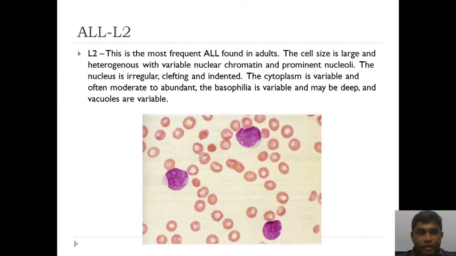L2 is the second type of blast, which is usually seen in adults. Here the cell size is a little larger with heterogeneous chromatin, and usually you can see prominent nucleoli in most of the blasts. The nucleus is irregular, and you can see clefting and indentations. The cytoplasm is variable, maybe a little more than in the earlier case, and vacuoles are usually absent, but definitely fewer than in ALL L3.